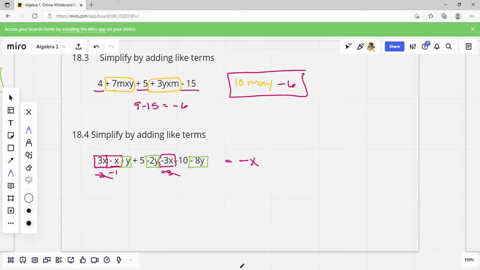And then my y's, I've got negative 1, negative 2, negative 8. 8 and 2 will be 10, 11, so minus 11y. And then I have this 5 right here and a negative 10, so that'll be negative 5. And that's the answer to that one.